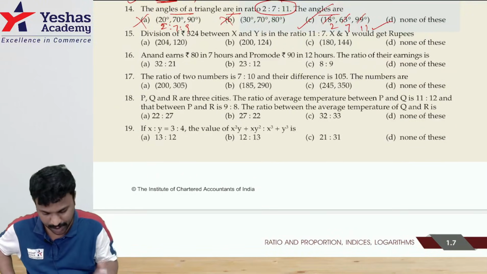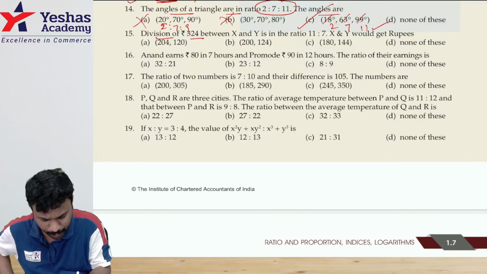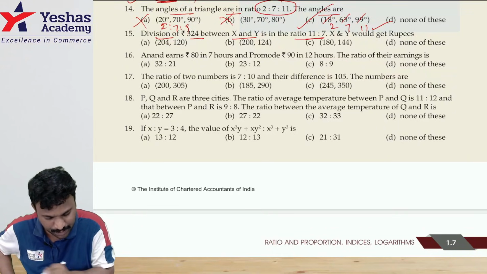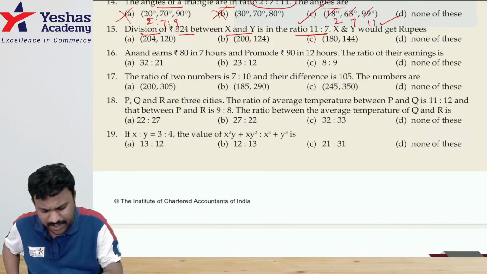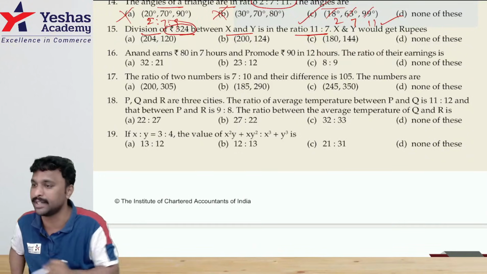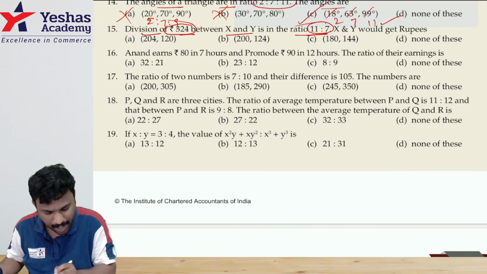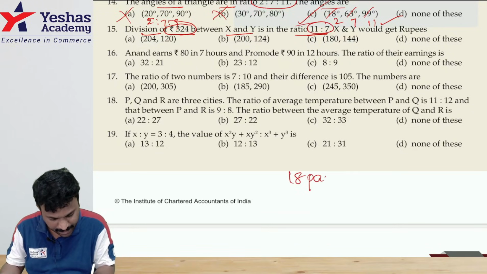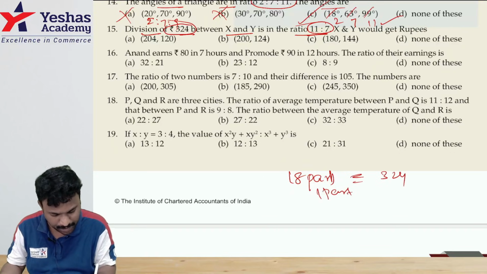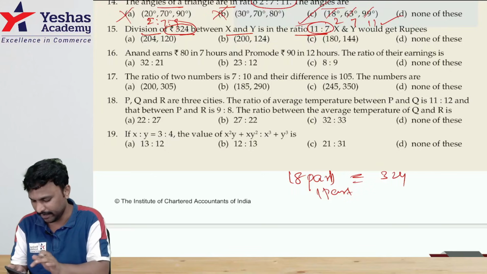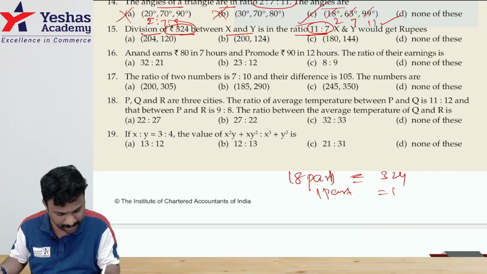Guys, moving on to the next question, question number 15. Division of 324 between x and y in the ratio 11:7 is what? Guys, total you have 324, isn't it? 11 and 7, if you sum it up, how many parts? 18 parts. This 18 parts is equivalent to 324. So one part is how much? 324 divided by 18, which is 18 itself. So one part is 18.